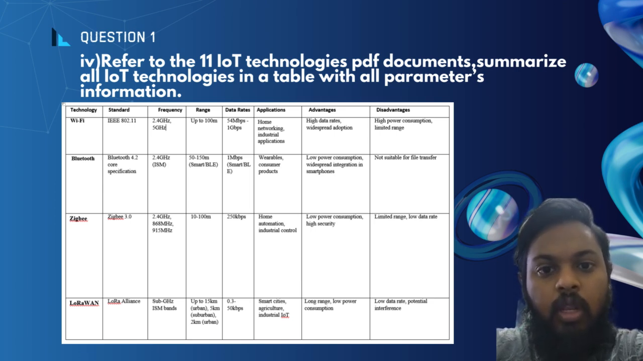In this slide, we are going to see the 11 IoT technologies parameter information. The technical information is stated here, and now I'm going to talk about the advantages and the disadvantages.